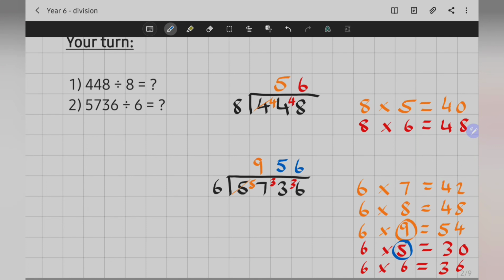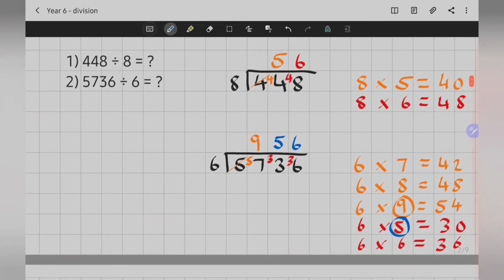If you're confident with this method, you might want to move on to looking at bus stop division with remainders. If not, and you got a couple of these wrong, then you might want to re-watch this video again.